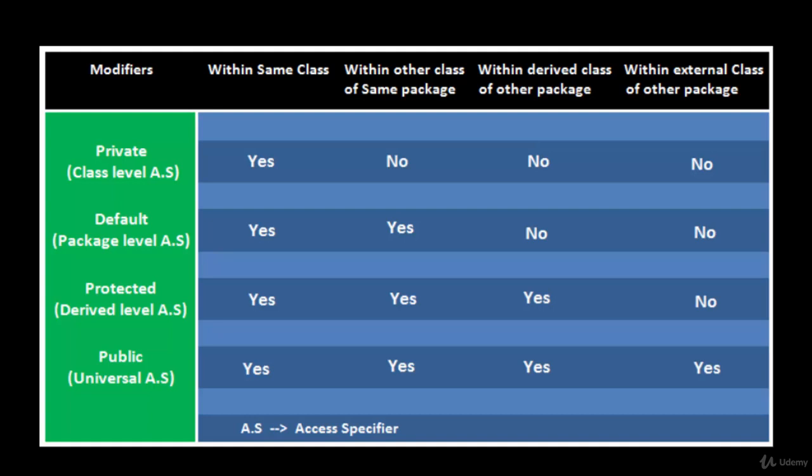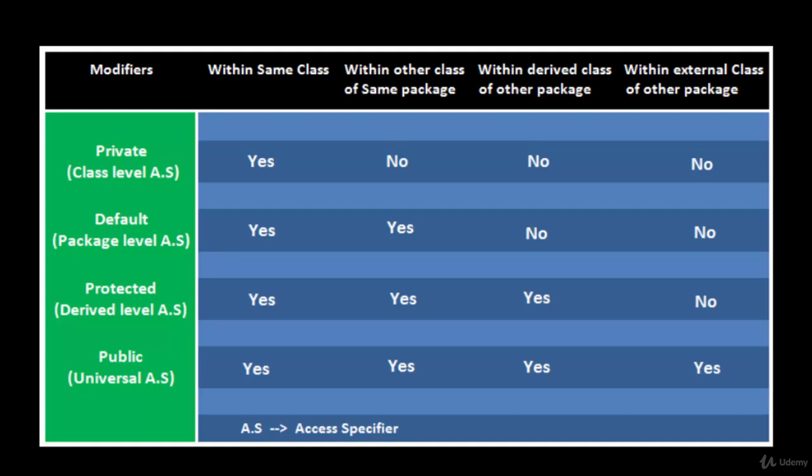In default we can access it in the same class, and within other classes of the same package, but we cannot access it in a derived class of another package or an external class of another package. Protected is a similar case: within the class we can access it, within other classes of the same package we can access it, and within a derived class of another package we can access the protected modifier, but within an external class of another package we cannot access it.